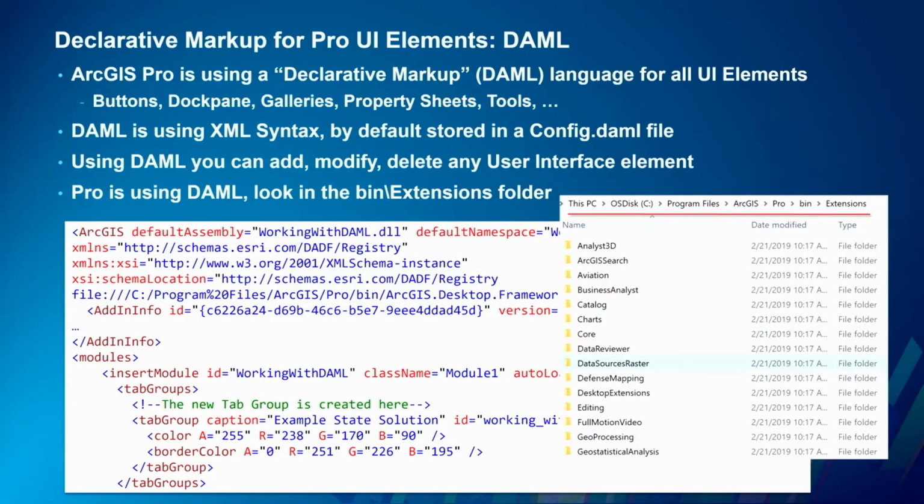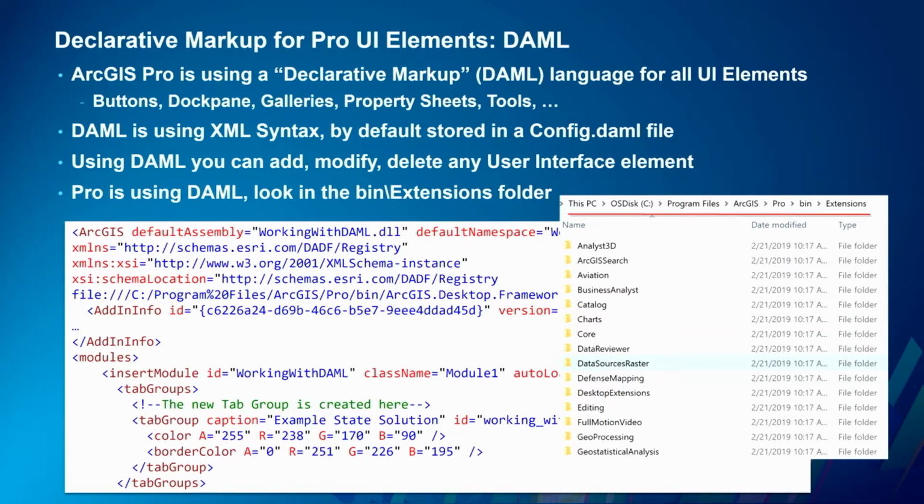So I'm going to talk a little bit about the declarative markup language for Pro user interface elements, DAML. Uma elaborated on that a little bit earlier. I'm going to dive a little deeper on this. So ArcGIS Pro is using a declarative markup language. DAML stands for Desktop Add-in Markup Language, and it's used for all UI elements in Pro. Buttons, dock panes, galleries, property sheets, tools, whatever UI elements you have are defined in DAML.